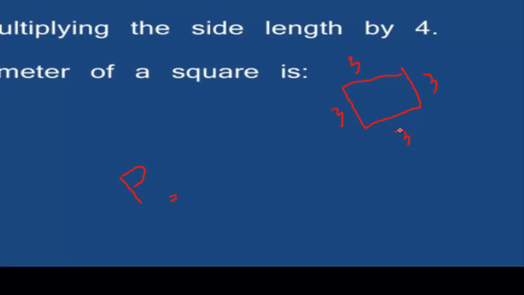So the perimeter here is adding the whole 4 sides. So 3 plus 3 plus 3 plus 3 is gonna equal 12.